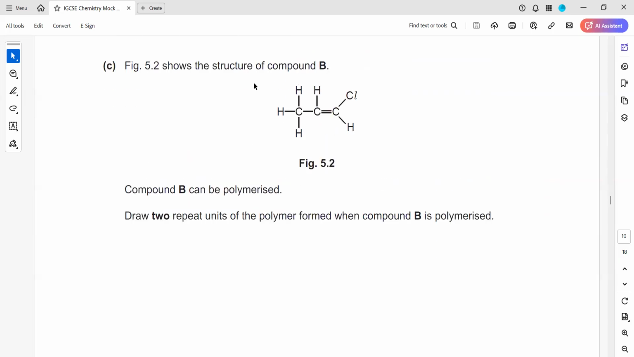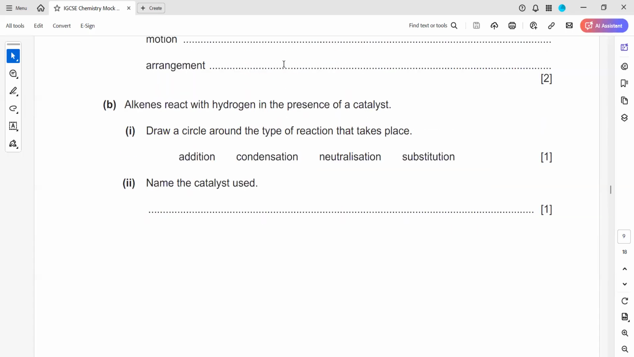Figure 5.2 shows. I gave one mark there. Answer for B1 is an addition reaction.